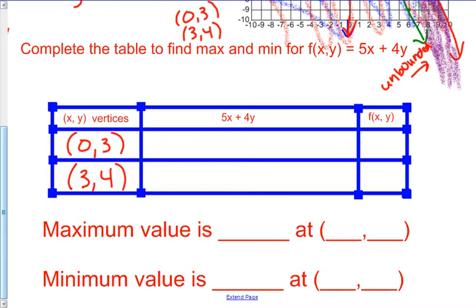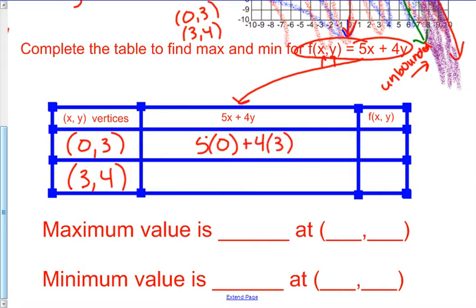And then again, they gave us this function. They're saying it's a function for x and y. So they're just giving the variables there, and here it is, 5x plus 4y. So there we go. And I'm going to substitute those in for x and y. So 5 times 0 plus 4 times 3, that would give me 12. 5 times 3 plus 4 times 4 gives me 31. Now, my maximum value, so my biggest number, is 31, right? So my maximum value, I would say, is 31, and that happens at 3, 4.